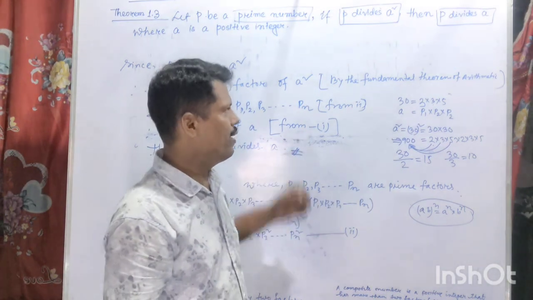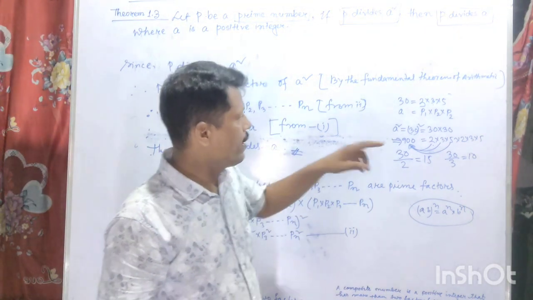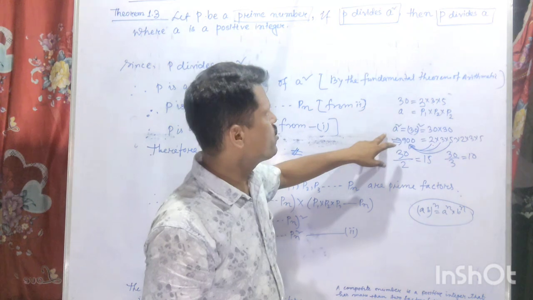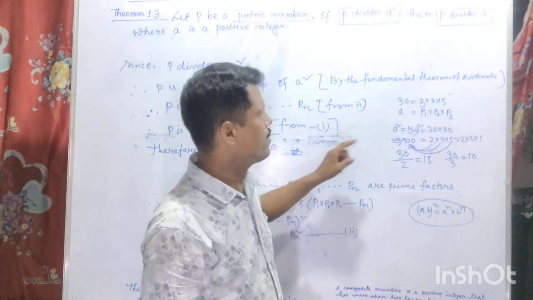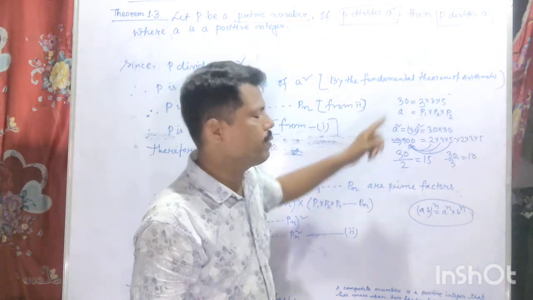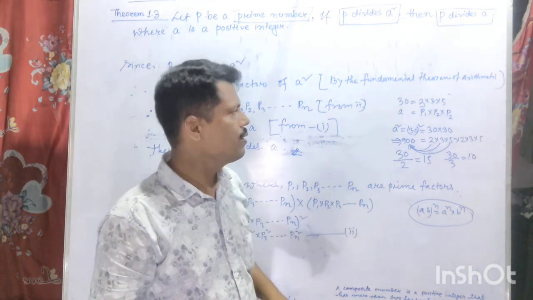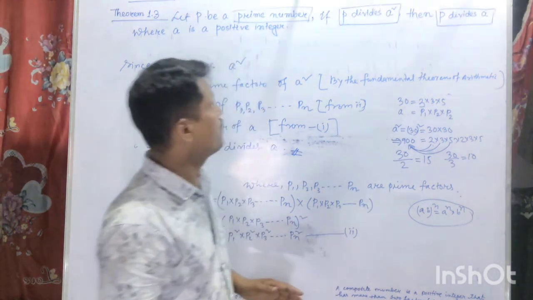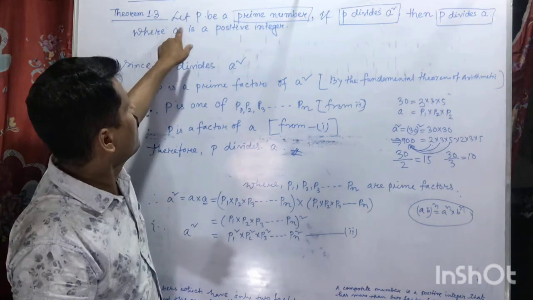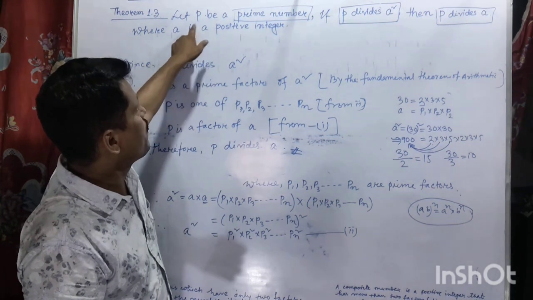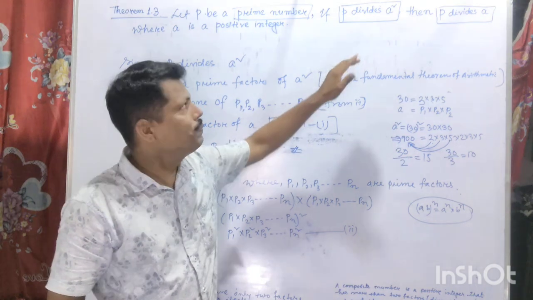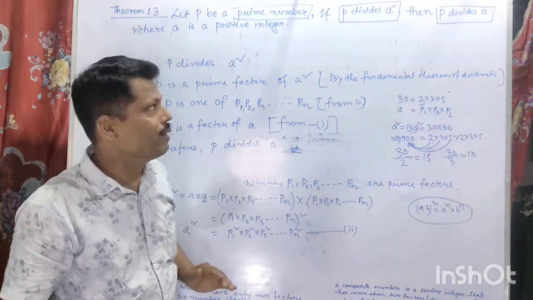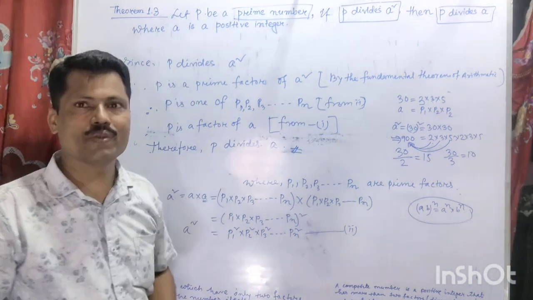That means at that time we can say p divides a square, and then p also divides a. So through this we can prove that if p is a prime number and p divides a square, then p divides a, where a is a positive integer.